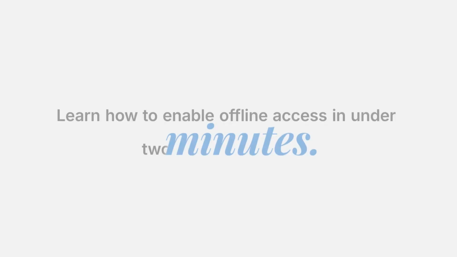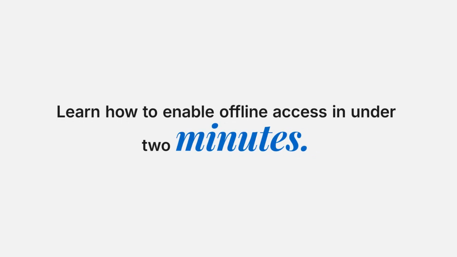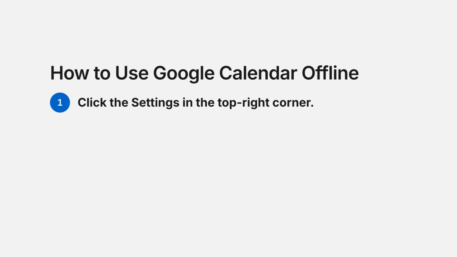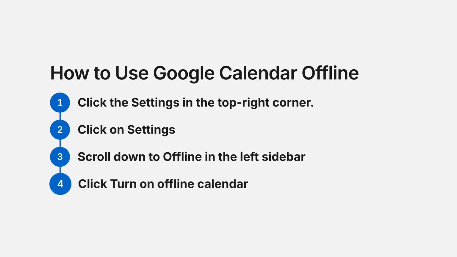Are you tired of getting stuck when you lose internet and can't see your calendar? Learn how to enable offline access in under 2 minutes. In this video, I'll show you the exact steps to turn on offline mode in Google Calendar. It's just 3 clicks.